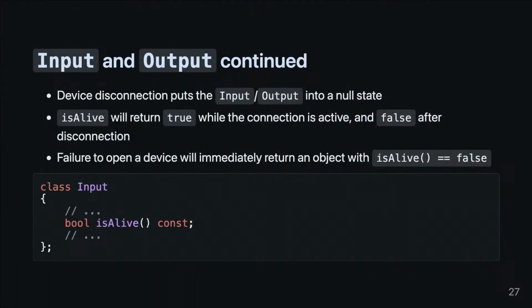And also, if you initially try to create an input or an output and that call fails, then we'll just return an object in a null state right out of the gate. So you can think of input and output as behaving a bit like an optional or a unique pointer in that they're nullable, but they also have this additional aspect where they might null themselves out if the connection gets dropped. So that's all the common functionality between input and output.